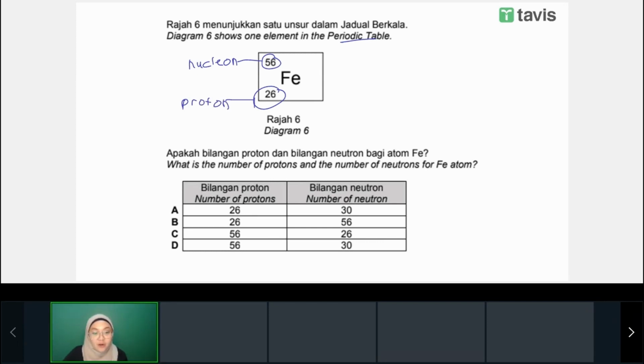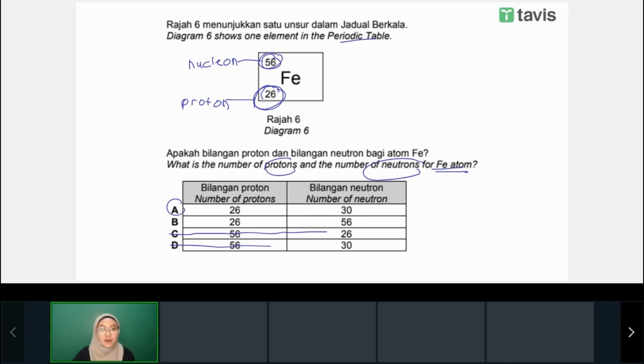What is the number of proton and number of neutron in Fe? We know that the number of proton is 26. So let's remove the wrong answers. C is wrong because they write there the number of proton is 56. So C and D are incorrect. So the answer is either A or B. Okay, what do you think the answer? Someone answered 30. Yes, it is 30. Why 30? Why not B? Why not 56 for the number of neutron?